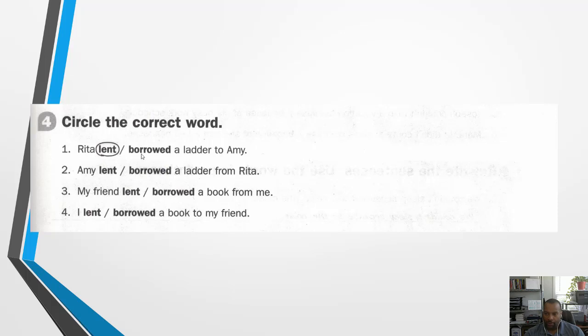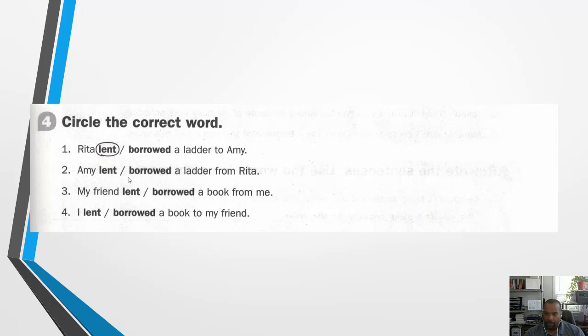Rita lent a ladder to Amy. So this is in the past tense. Rita was the person who gave Amy the ladder temporarily. Okay, so let's look at number 2.